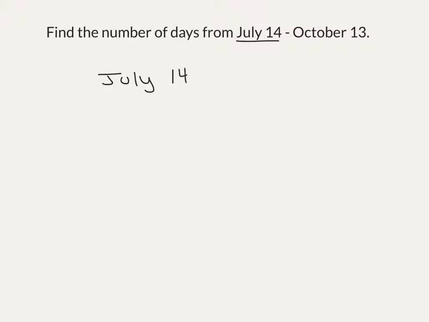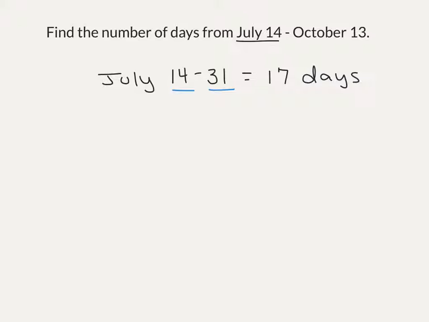There are 31 days in July. So I'm looking at July 14th through July 31st. Now I do not count the day the loan was made or the investment was made, so I'm not going to count July 14th. So in order to find the number of days from July 14th to the 31st without counting the 14th, all you'll do is subtract 14 from 31. 31 minus 14 is 17, so I'll count 17 days for that month.